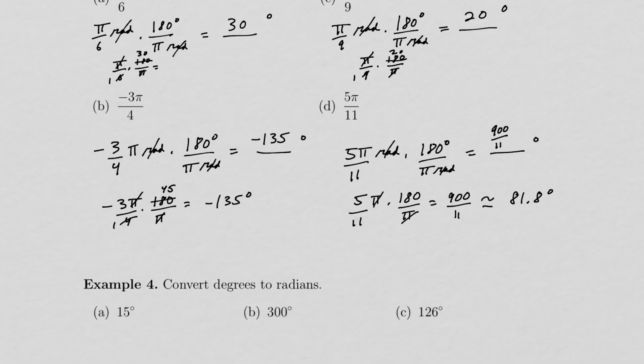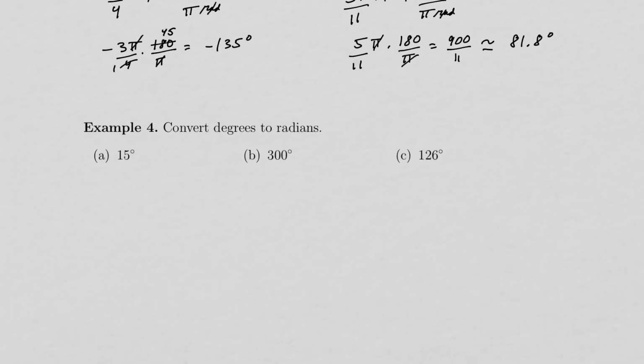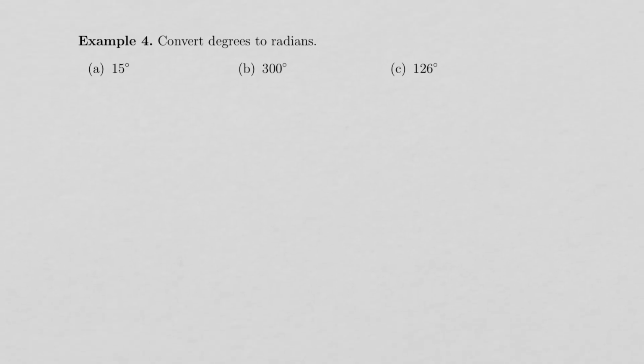Okay, what about going the other way? So what if I start with degrees and I want to convert to radians? Same sort of thing, except now I have to flip the unit conversion factor. Right, so if I start with 15 degrees, I want to multiply by a unit conversion factor and end up with radians. Now I need to use pi radians over 180 degrees because I want degrees to cancel.